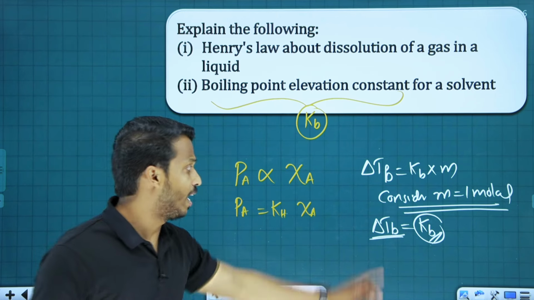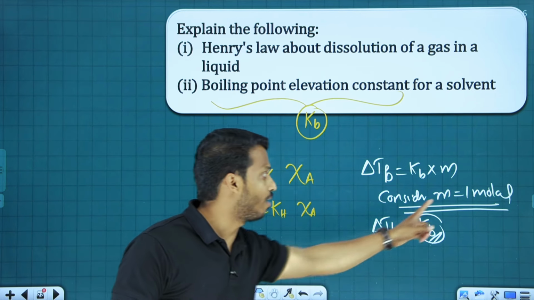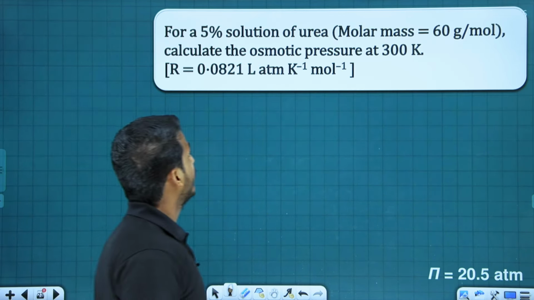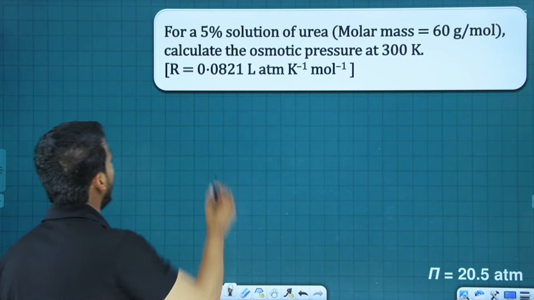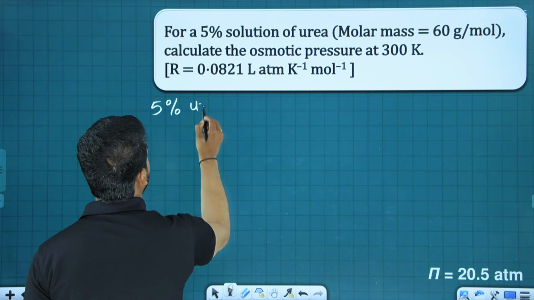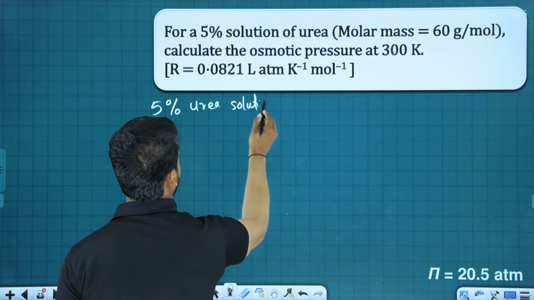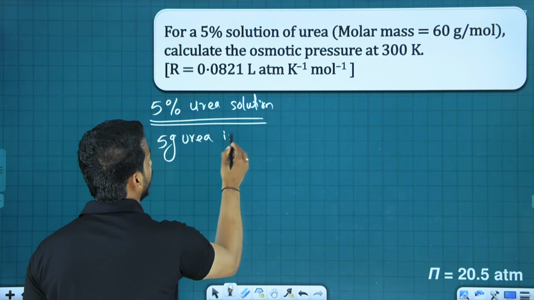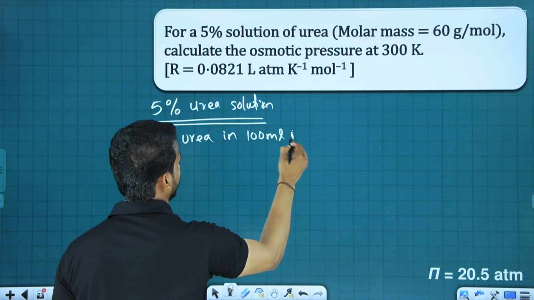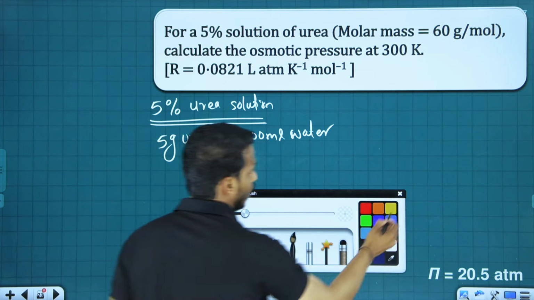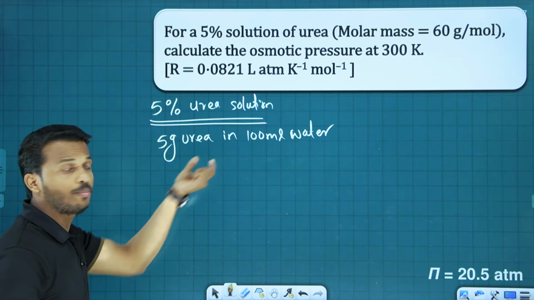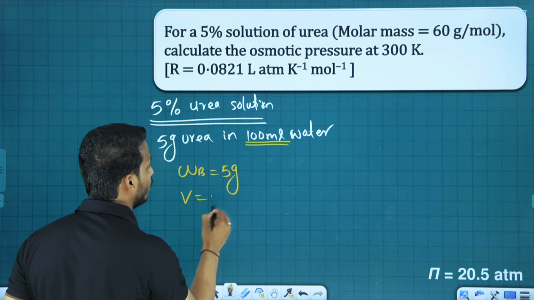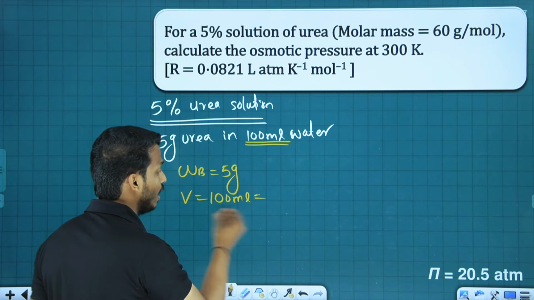We studied in theory that Kb is the elevation of boiling point for a 1 molal solution. Like that we can define it. For a 5% solution of urea, what do you mean by 5% urea solution? We can say that 5% urea means 5 gram urea dissolved in 100 ml of water. So the weight of solute is 5 gram, and the volume of the solution is given as 100 ml, divided by 1000 to convert into liter.